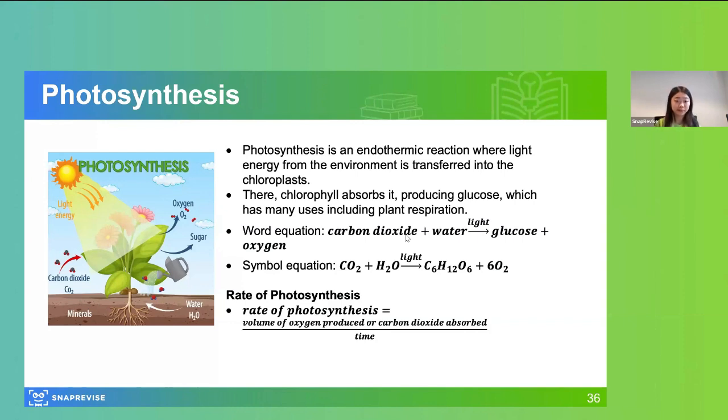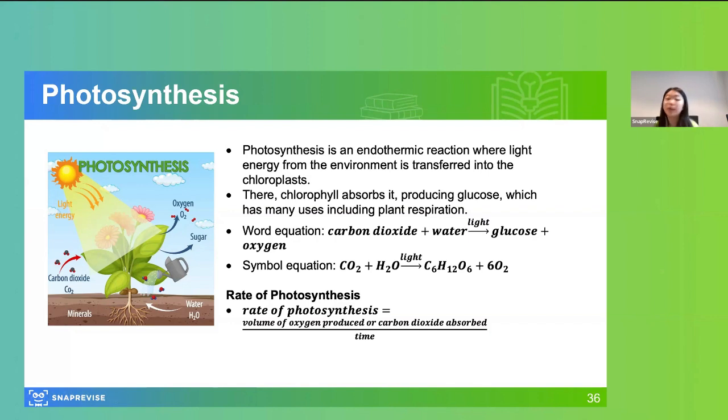So anyway, the symbol equation is wrong. I'm so sorry. It's 6CO2 plus 6H2O, with light, gives C6H12O6 plus 6O2. It's not balanced. It's meant to be 6 and 6 on the side for CO2 and H2O. My bad, that's my mistake, but it should generally be fine.